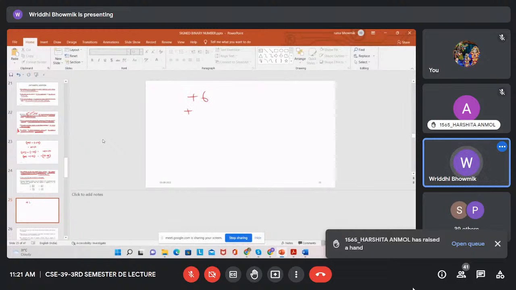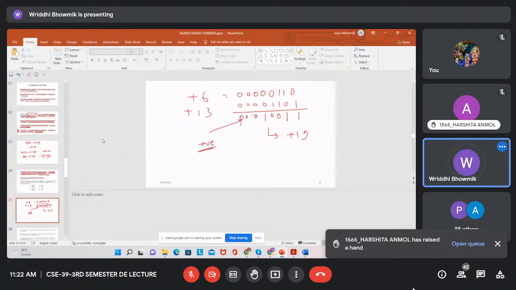So +6 and +13. We are representing 6 with 8 bits. So we have 0, 1, 1, 0, and then 0, 0, 0, 0. This is the 6. 13 means 1, 1, 0, 1, and then we have 4 zeros. So we will add these two: 1, 1, 0, 0, 1, 0, 0, 0. This gives you +19, because at the leftmost position you have a 0, and 0 denotes the positive sign. So this is +19.